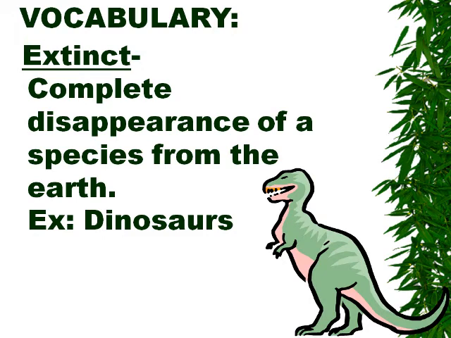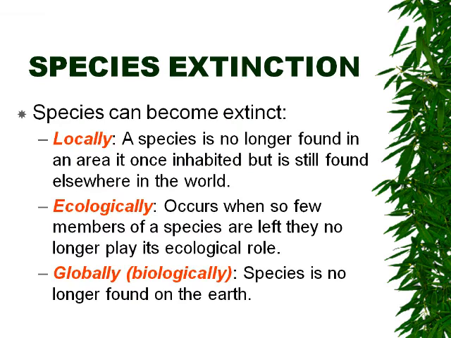A lot of vocab you already know. You can pause this and write it down. Make sure you know extinct. What you may or may not know is the different levels of extinction. A local extinction is where a species is no longer found in a specific area, but it's still found elsewhere in the world. We're seeing that a lot, where the home range of an individual species has shrunk dramatically. It's not found in one place, but it's still found in the world.